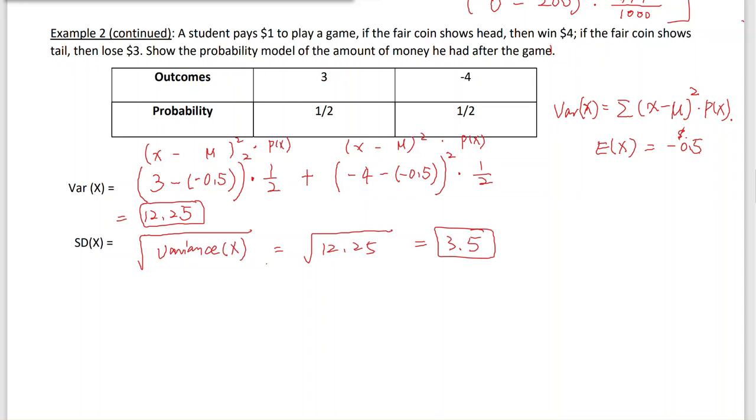Got it? So this is the formula for calculating the variance, and once you have the variance, you have the standard deviation. All right, so now we know how to calculate the expected value of x. We also know the standard deviation and the variance of x.